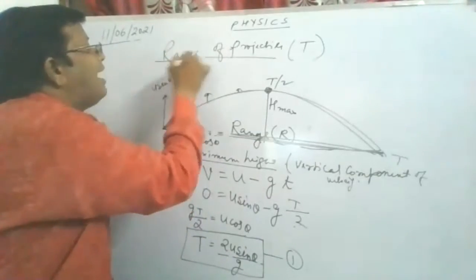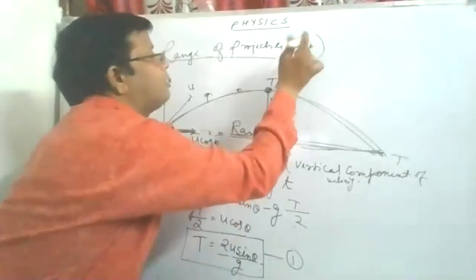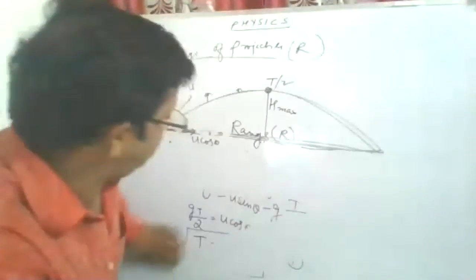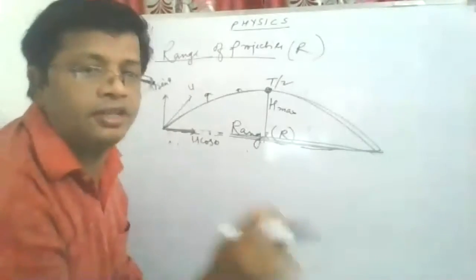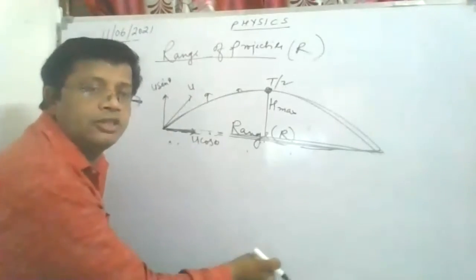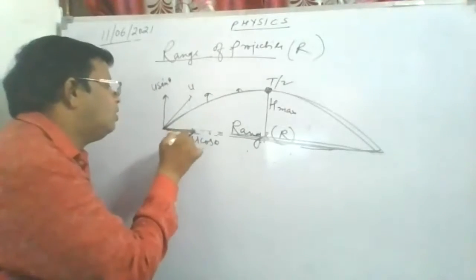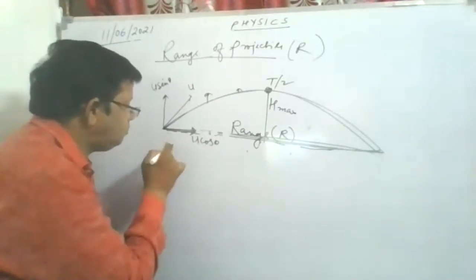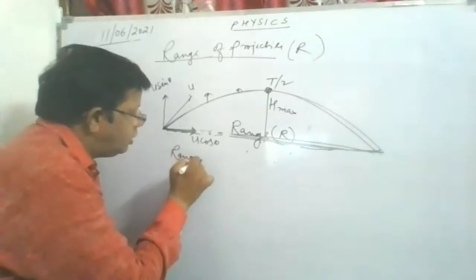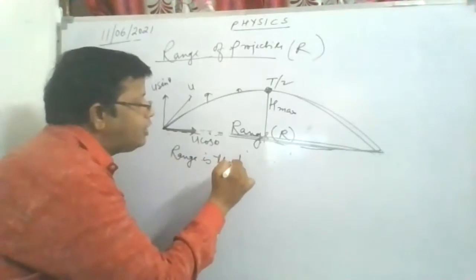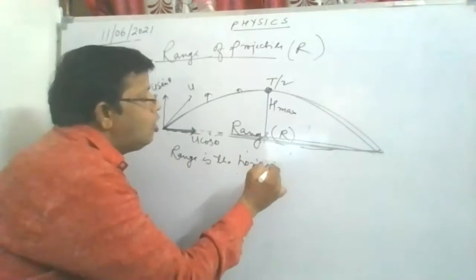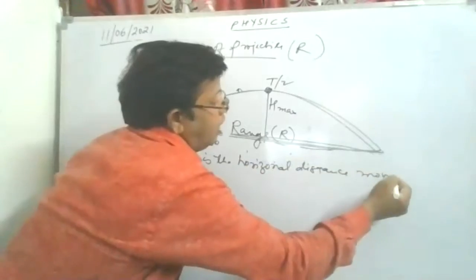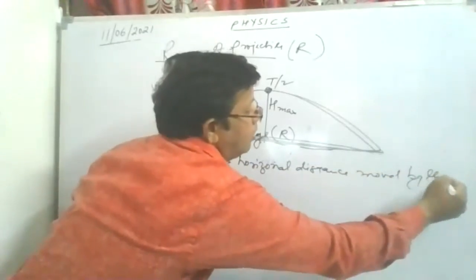Now the next formula that we will derive is the range of projectile. Now here we write which component provides it, right? Beta, t is equal to 2u sin theta upon g. Just remember t equals 2u sin theta upon g, which we have derived now. Beta, see here, in the horizontal direction, write down: range is the horizontal distance moved by the projectile.